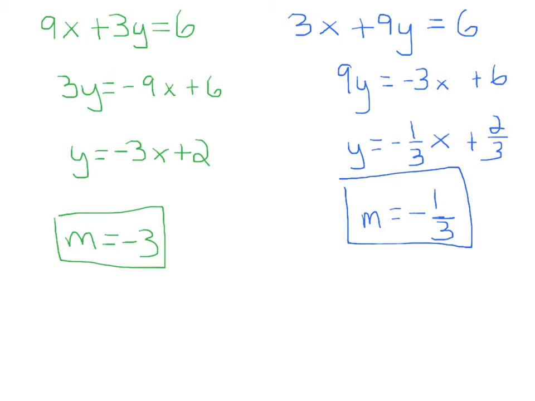So they're reciprocals. We know that 3 and 1/3 are reciprocals, but if you notice, they're both negative, which means they're not opposite reciprocals. So these two equations actually represent two lines that are neither parallel nor perpendicular.